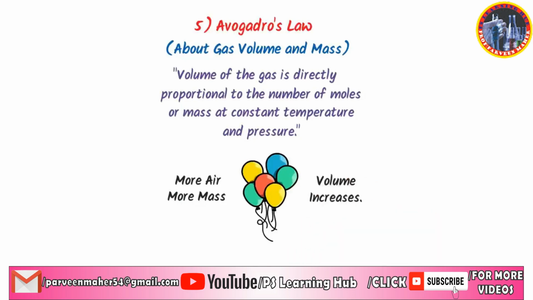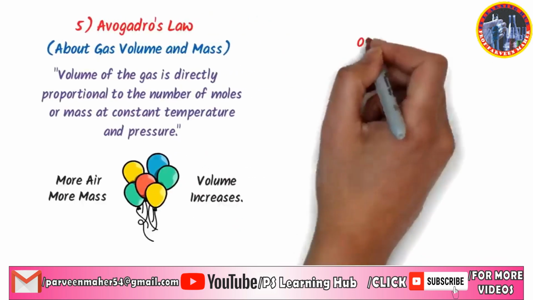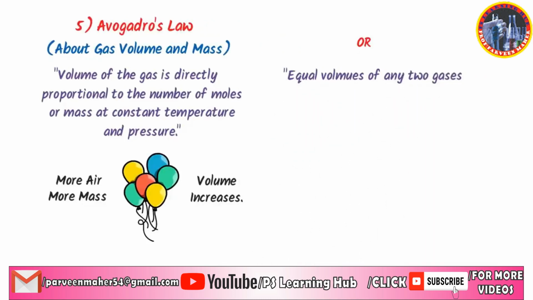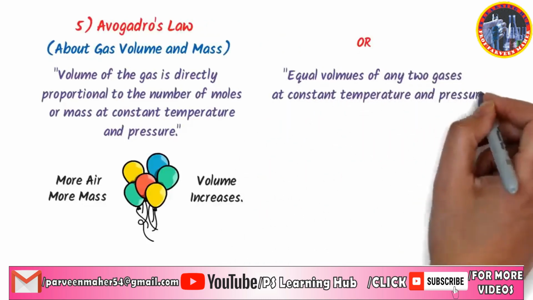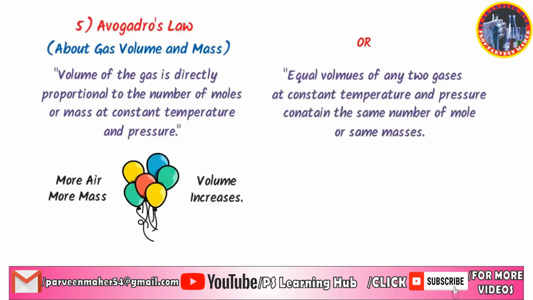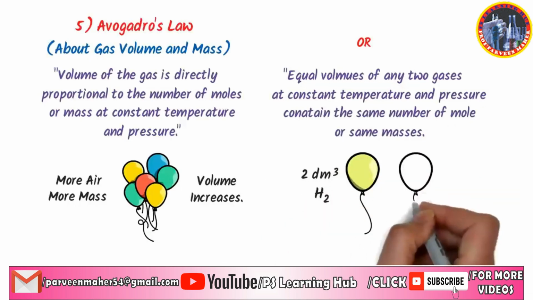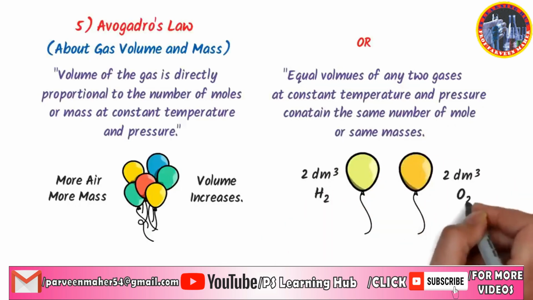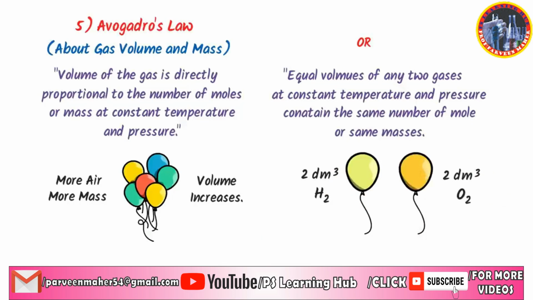Remember that we can also write Avogadro's law as: equal volumes of any two gases at constant temperature and pressure contain the same number of moles or same masses. For example, consider 2 cube hydrogen gas and 2 cube of oxygen gas. Let them both be present at constant temperature and pressure. So we say that they both contain an equal number of molecules. Thus, note down these laws of chemical combinations.